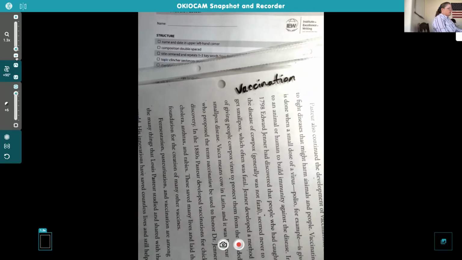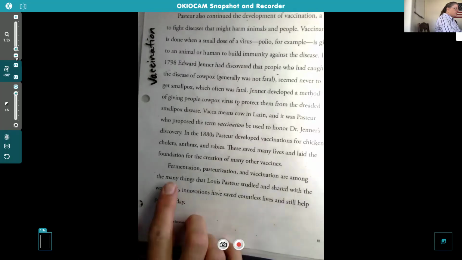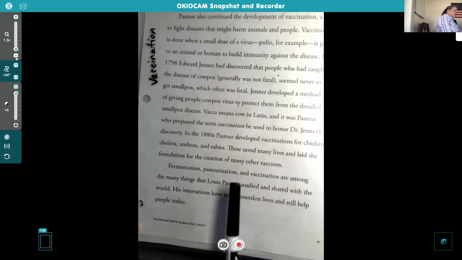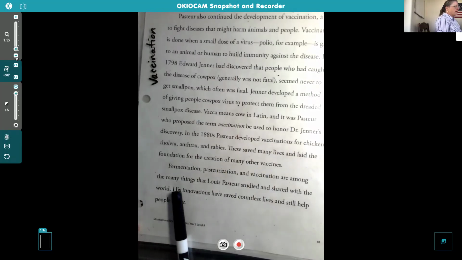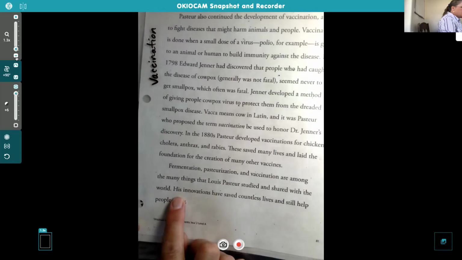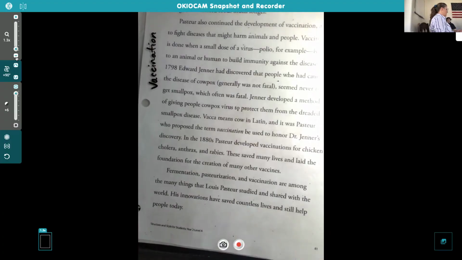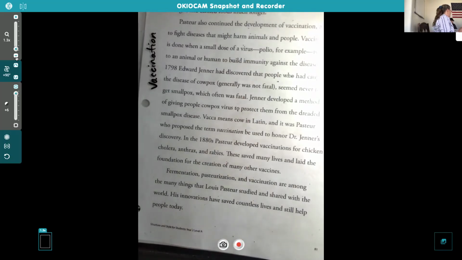All right. Down here at the bottom, there's just a little bit more. It says fermentation, pasteurization, and vaccination are among the many things that Louis Pasteur studied and shared with the world. His innovations have saved countless lives and still help people today. It's kind of like a summary at the end. You don't have to write that. If you want to add anything from that last paragraph to your paper, you can. It's like a summary of what he did.